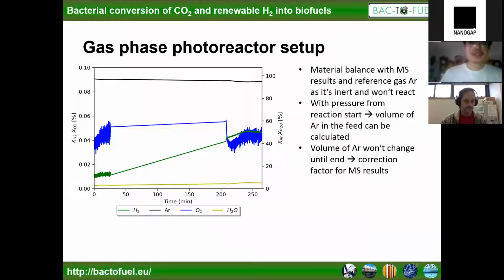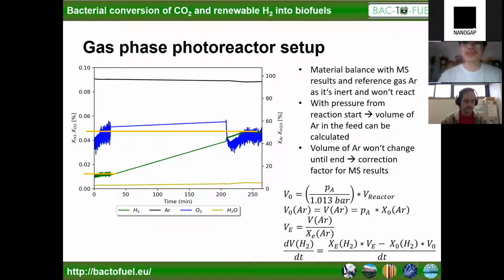And this is the kind of result you will get out of this kind of experiments. It's very important that you notice the pressure of the reactor at the beginning of your measurement, so you can do the material balance with the mass spectrometer results. As a reference gas, we are using argon, which is inert and won't react. So we can compare everything with argon from the beginning with the volume we have at the beginning of our experiment. So with these equations, we would get the hydrogen evolution rate for our photocatalytic system in a gaseous phase.